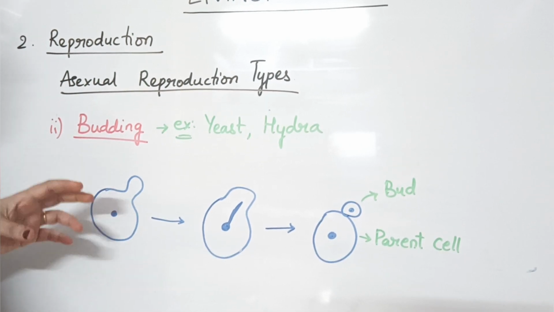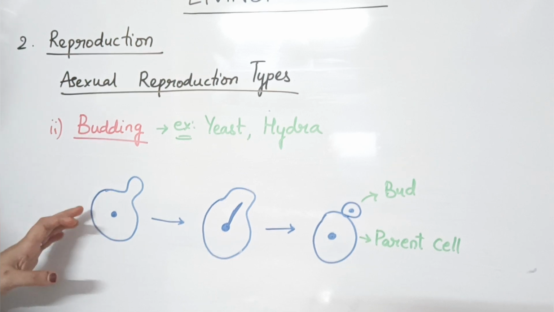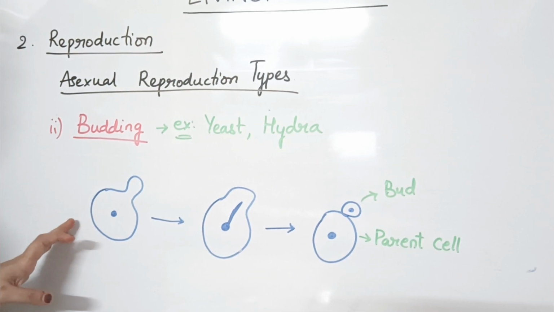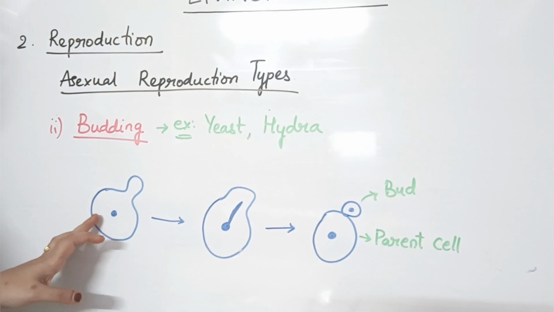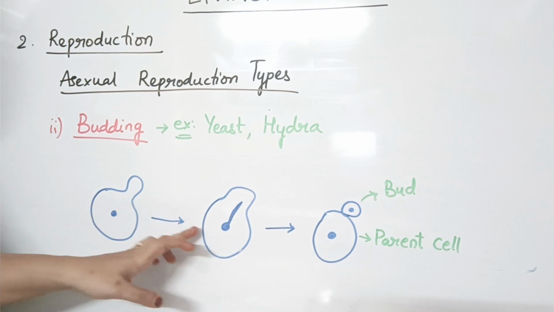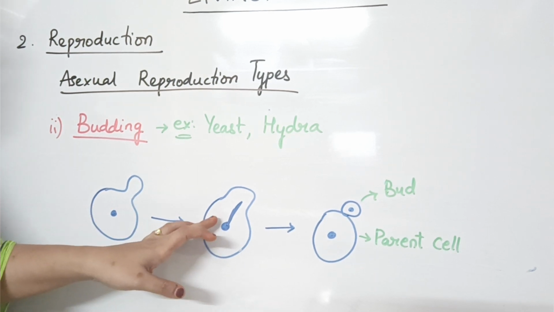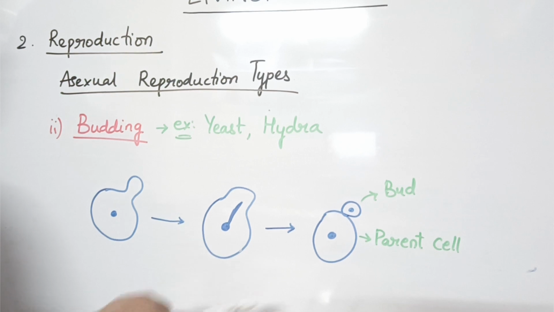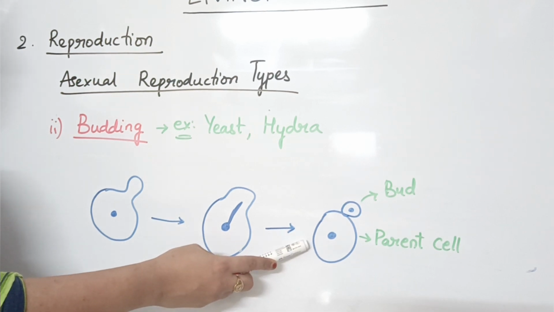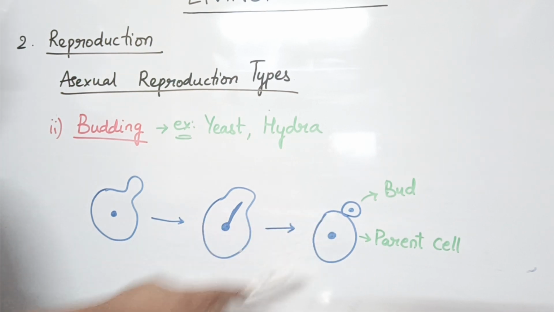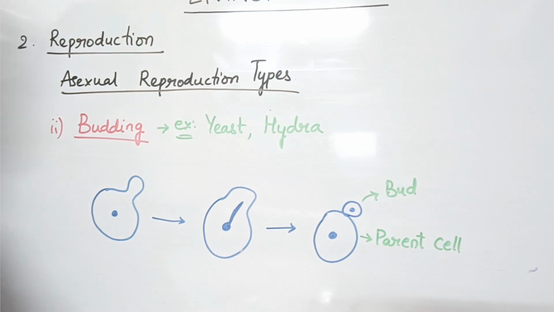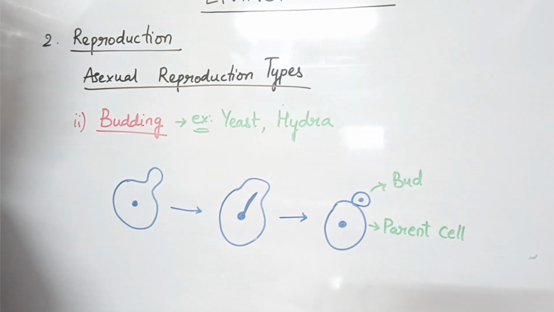We can easily identify between the parent and the offsprings. Like here you can see in case of this one, how the organism is dividing. First it will form a bud shape structure, then the nucleus is also dividing, and then the cell cytoplasm also divides, where you can find at the last the parent cell and the bud. Easily you can identify between both the organisms. Unequal division of cytoplasm will take place, hence the parental identity is not lost.